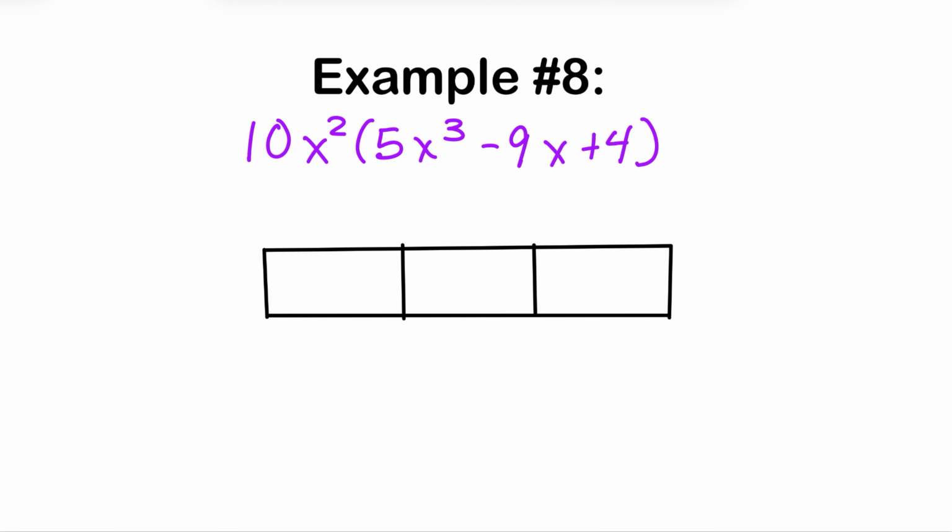For this next example, we have to worry about our exponent rules, and it doesn't fit an area model, so we're just going to use an array. Put the 10x squared in front, 5x cubed above the first box, negative 9x above the middle box, and 4 above the last box. Then multiply.